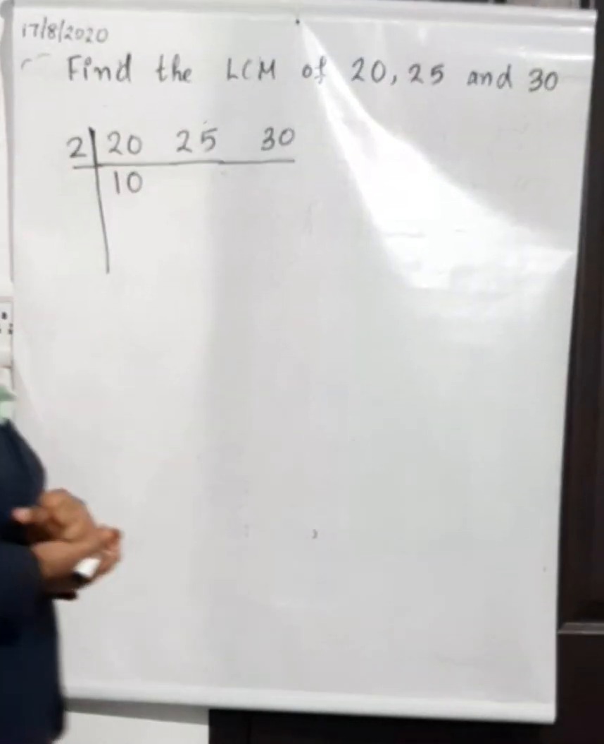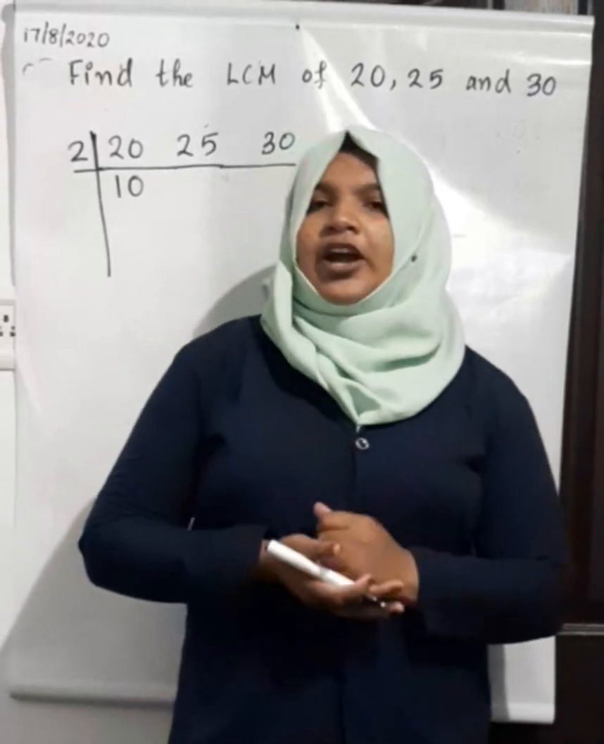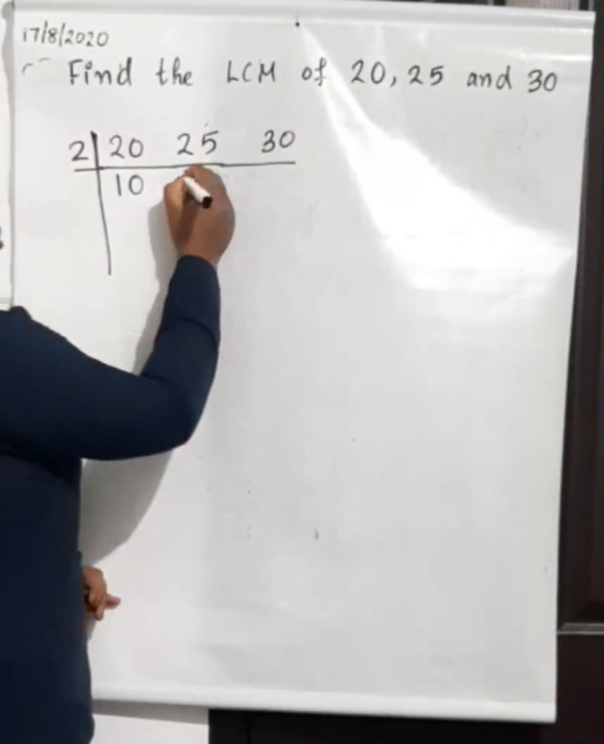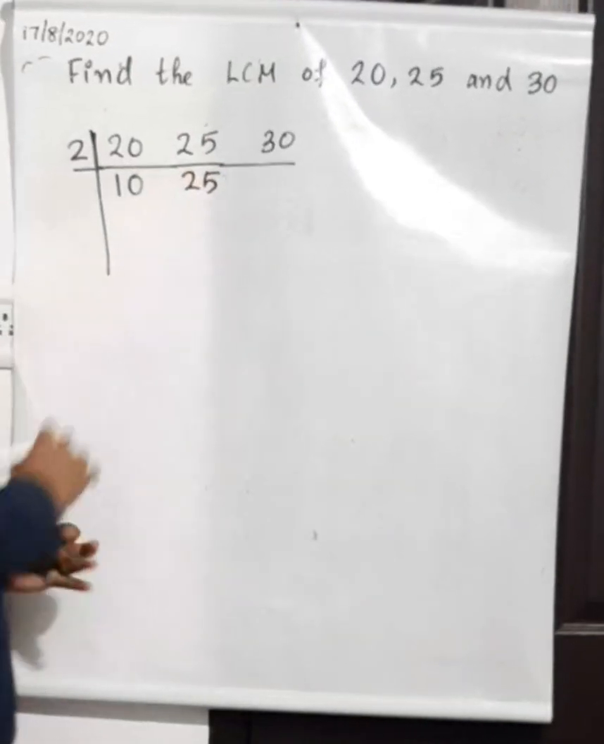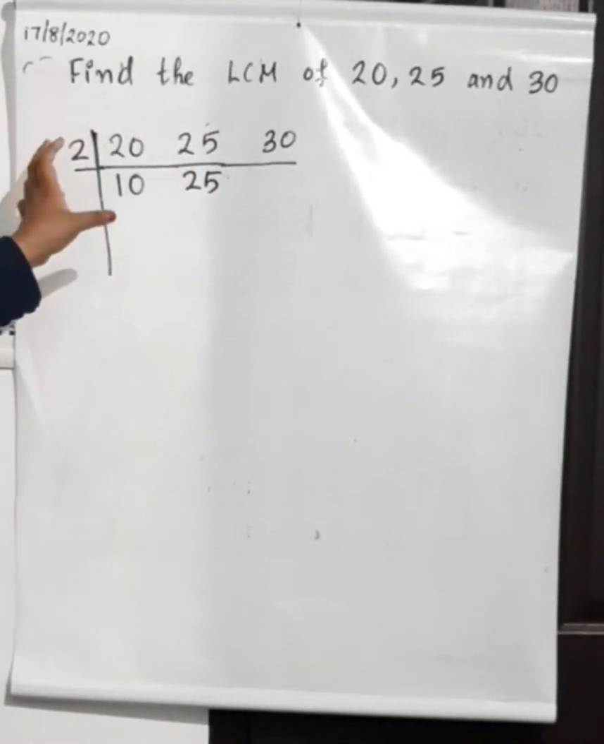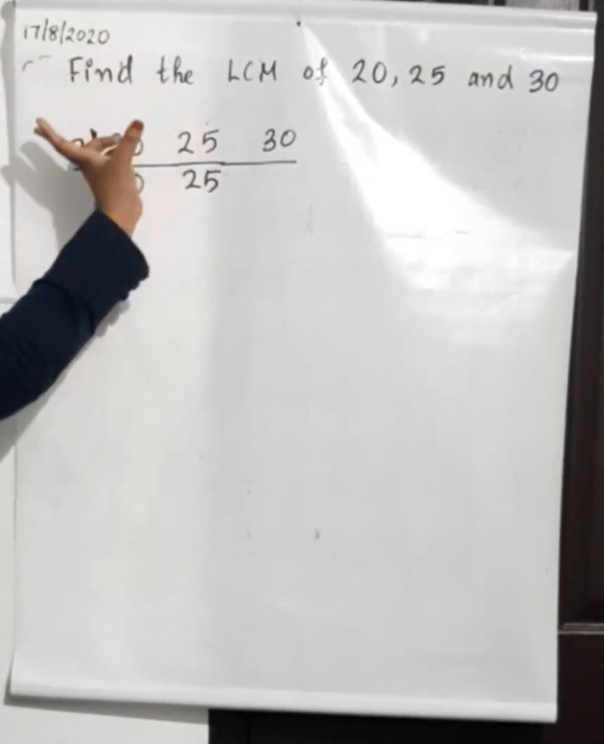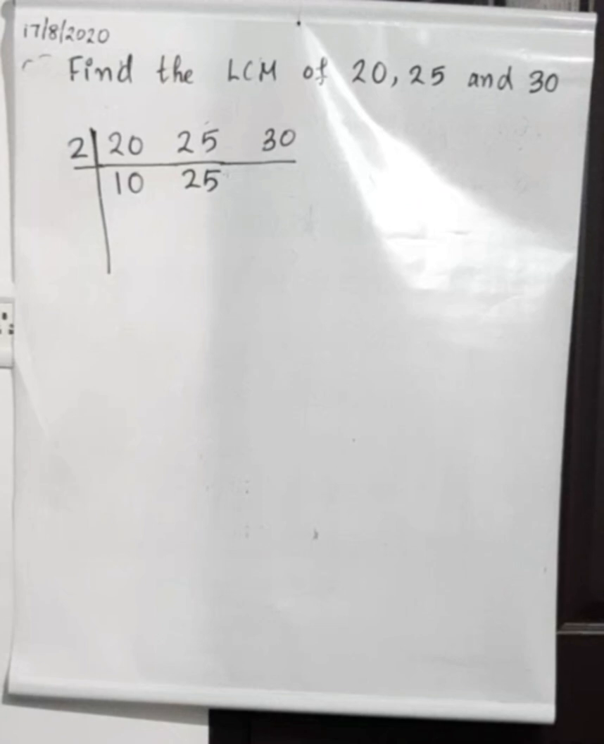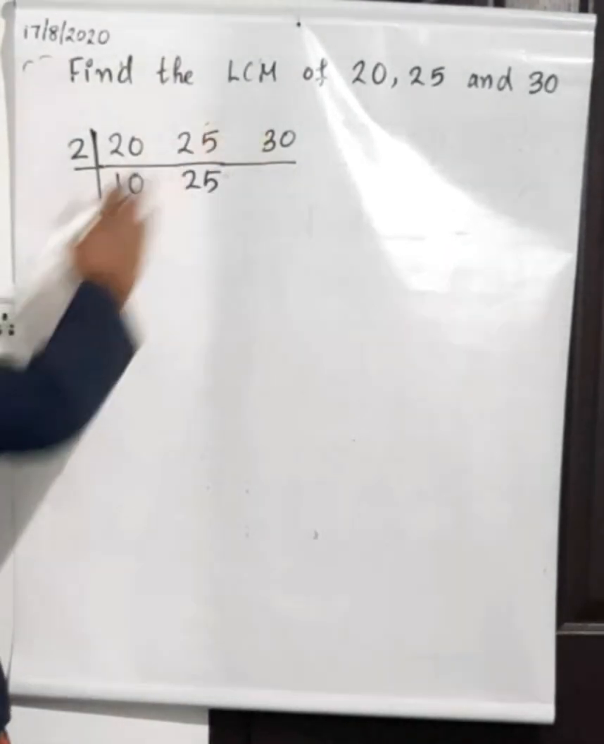What about 25? Is 25 divisible by 2? No. So what you should do? You should leave 25 as it is. We have divided 20 here, but 25 is not divisible by 2, so we don't go for dividing it. Then we have 30.